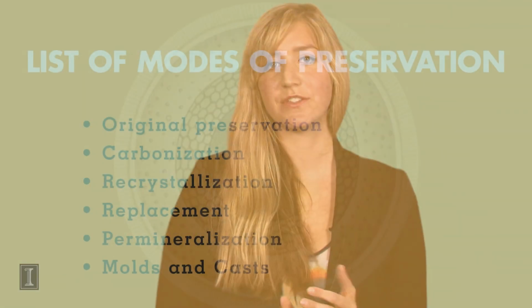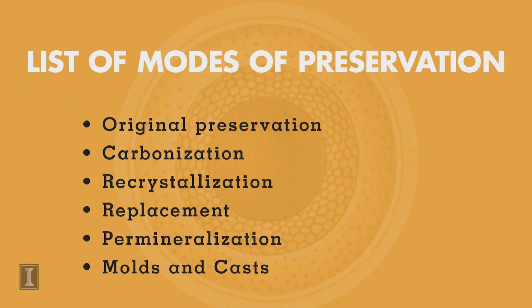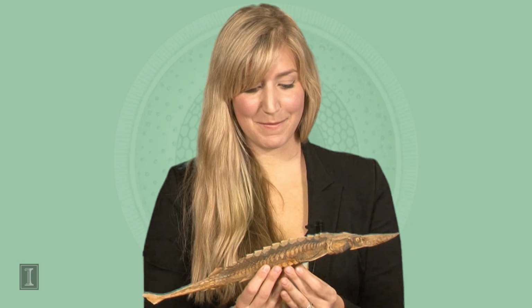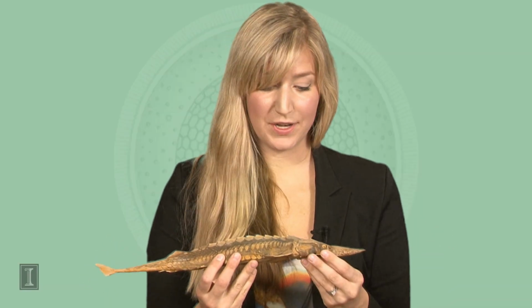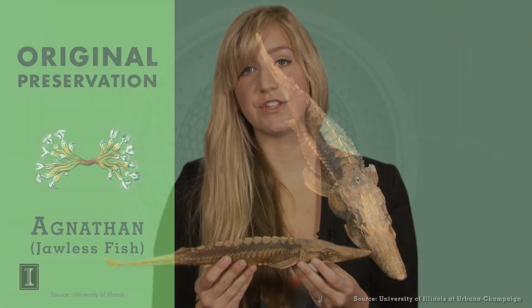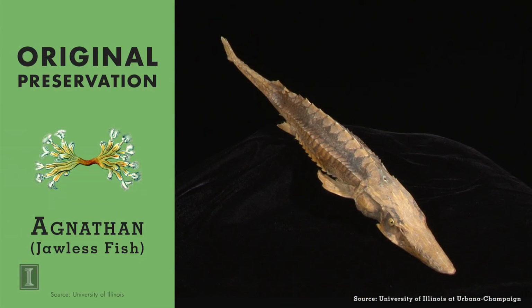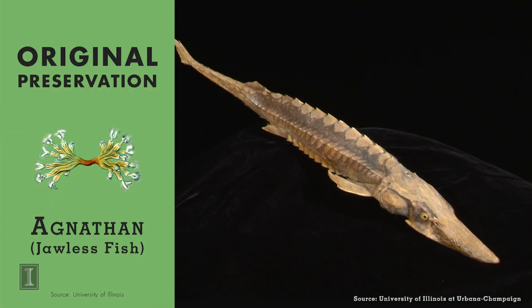So the first mode of preservation is called original preservation. And what that means is that actual original material from that organism is still intact in that fossil specimen. For example, we have an agnathan here, which is a jawless fish, which you'll learn about. And you can tell that it's been well preserved. You actually still have scales that seem to be the same chemical composition that it was when it was living. And so we would call this original preservation. It actually still has scales. A few little hard parts are still intact.